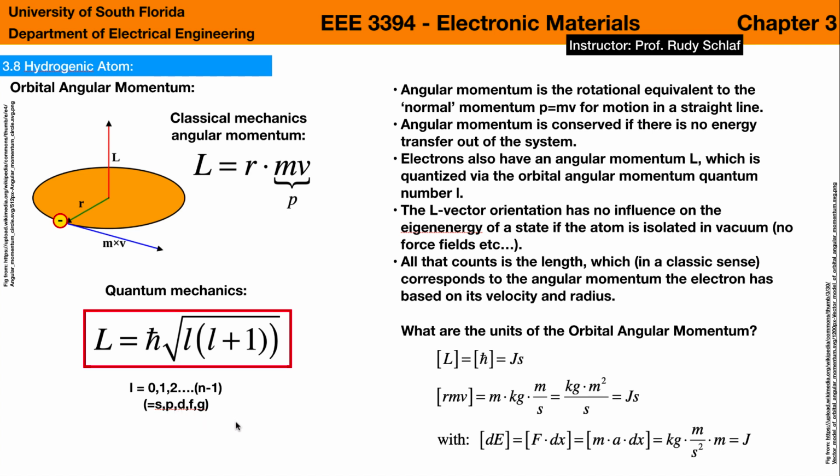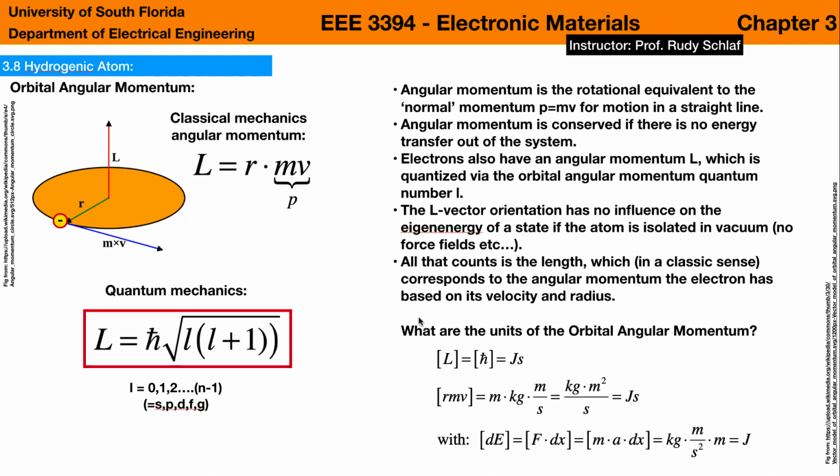So if the atom is in a space without any force field, let's think of it as being isolated in vacuum, then the L vector orientation has no influence on the eigenenergy of an electron state. In that context, all that counts for the orbital angular momentum is the length of the vector, which separates the energy states of the electron.